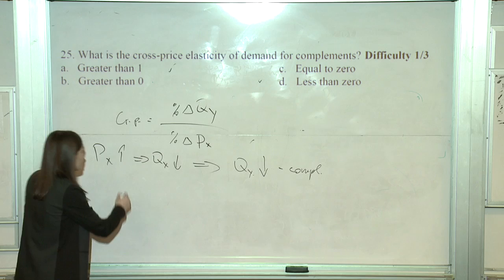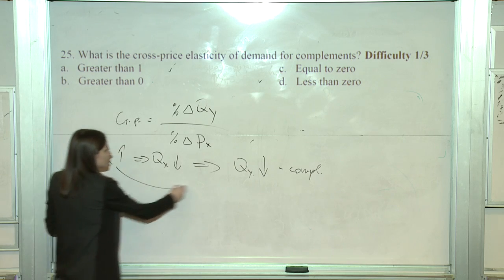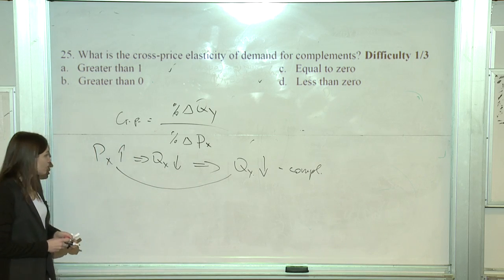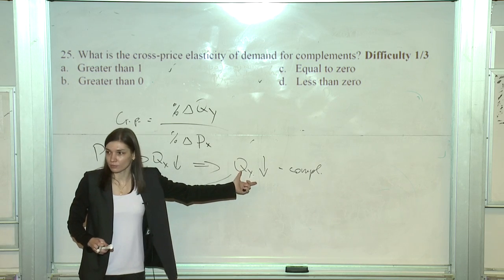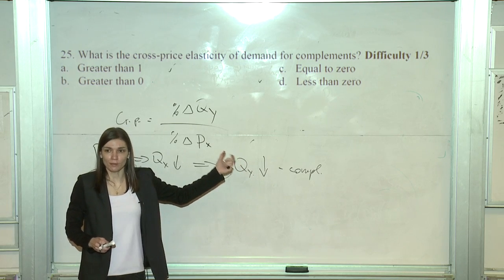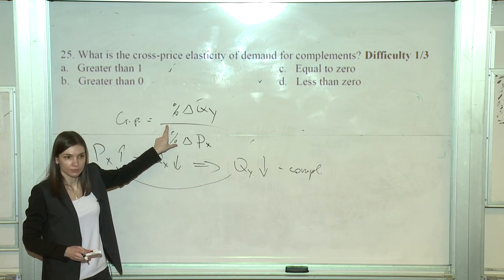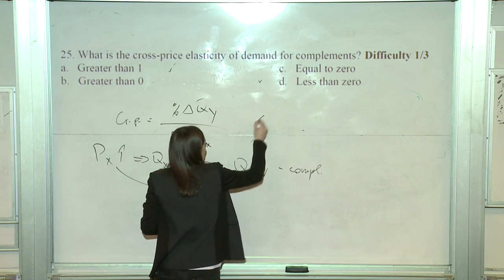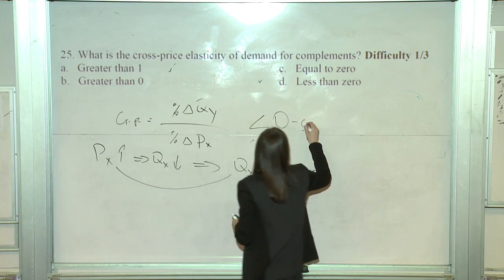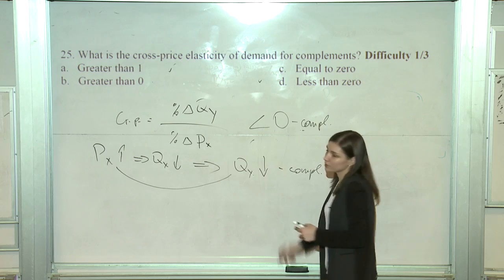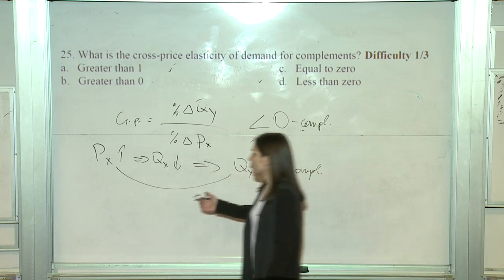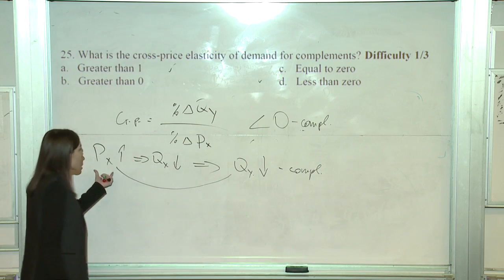So what happened is, well, the cross price elasticity relates this to that. So one went up, the other went down. So the cross price elasticity would be, if this is positive and this is negative, it will be negative. So when it's negative, we have complements.